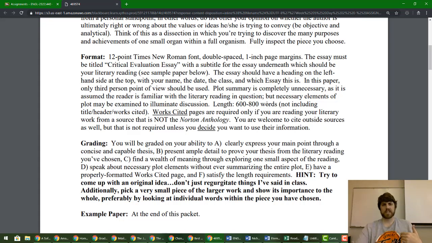Oh, by the way, I want to apologize for my dress. It's a football game tonight, and my daughter's in band.